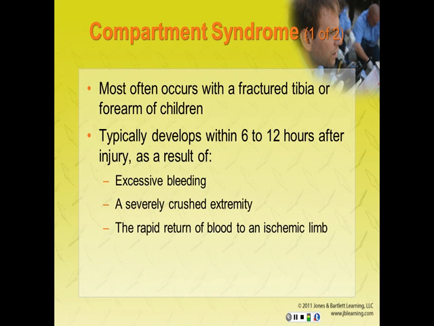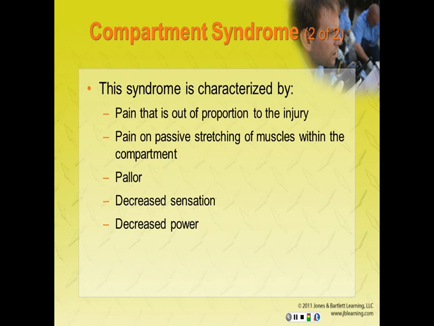Compartment syndrome most often occurs with a fractured tibia or a forearm of children. It's often overlooked, especially in patients who have an altered LOC. Compartment syndrome typically develops within 6 to 12 hours after the injury, and it's usually as a result of excessive bleeding, a severely crushed extremity, or the rapid return of blood to an ischemic limb. This syndrome is characterized by pain that is out of proportion to the injury, pain on passive stretching of muscles within the compartment, pallor, decreased sensation, and decreased power.